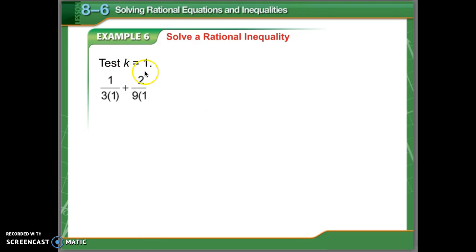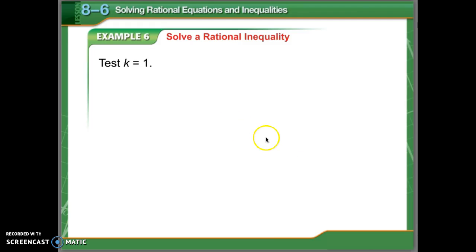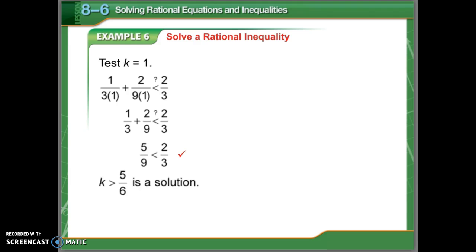Finally, we're going to test a value to the right of the second dotted vertical line. And when we plug that number in, we're choosing 1. We get 5/9 less than 2/3, which is true, which means that anything greater than 5/6 is a solution. So our final answer would be that the solution for k values for this problem is anything less than 0 or greater than 5/6.